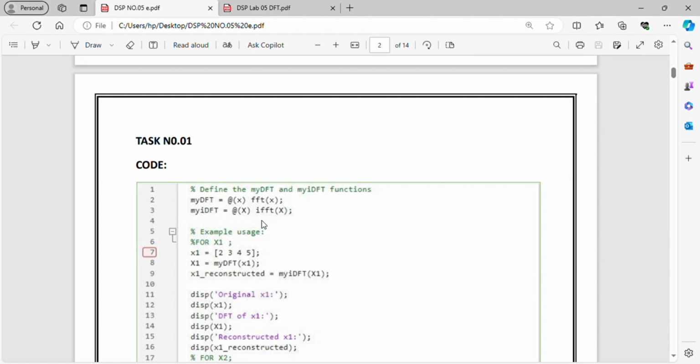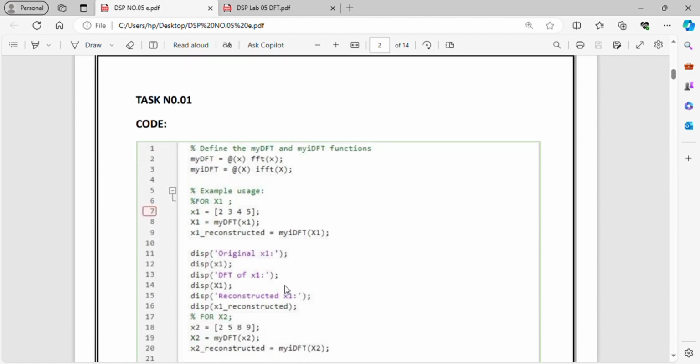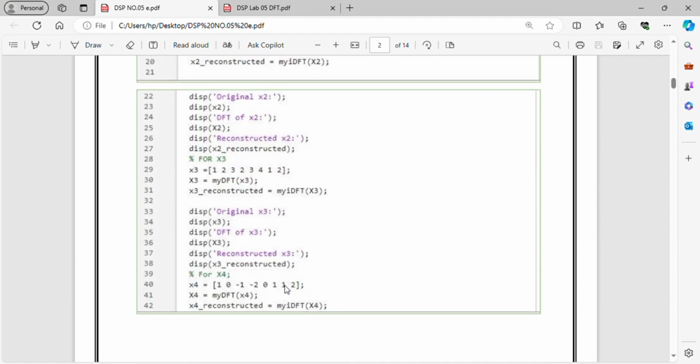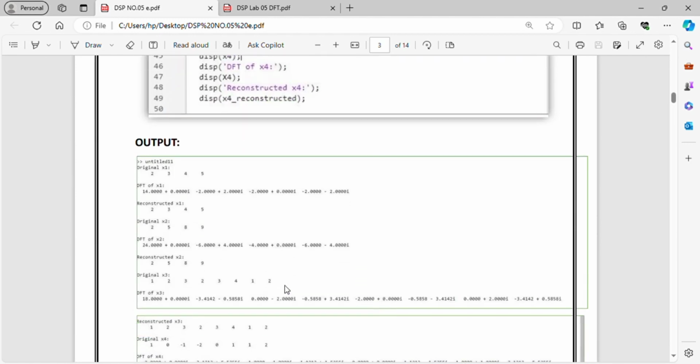For example, the x1 value is given in the question. X1 is equal to my discrete Fourier transform, and reconstructed x1 is equal to my inverse discrete Fourier transform. Display the original version of x1 and the reconstructed version of x1. For x2, it is the same as for x1, same as for x3, and same as for x4. And the output is this.